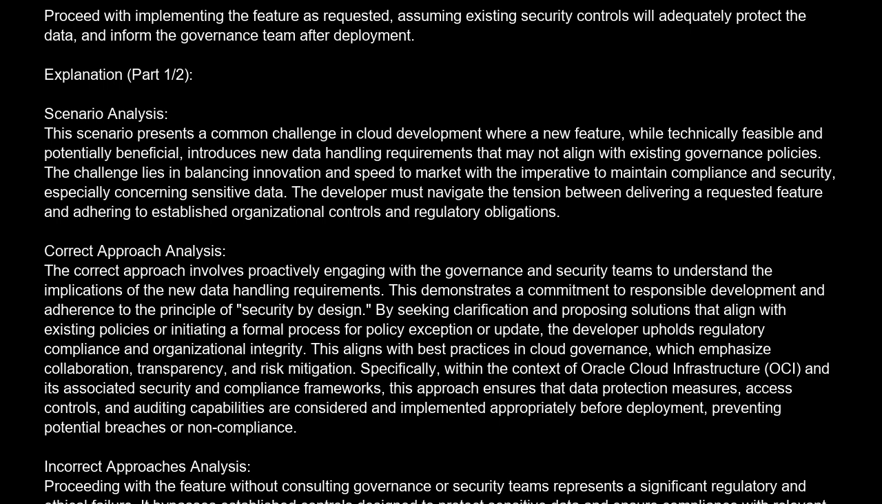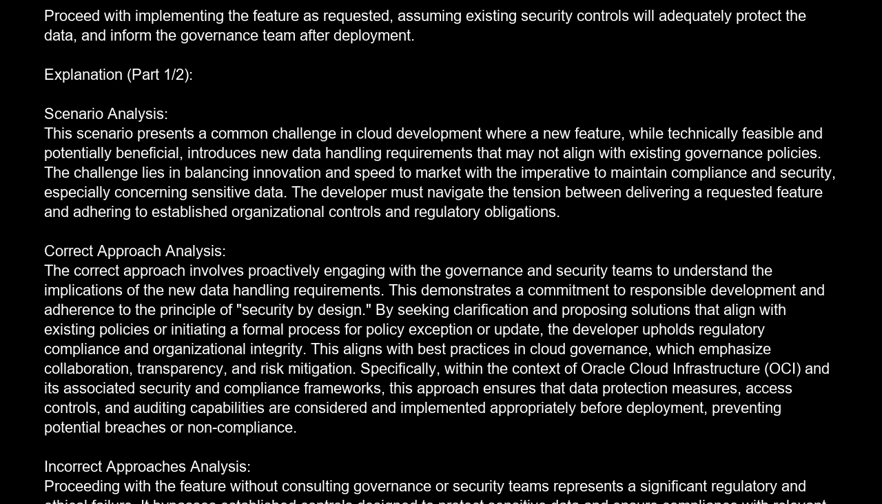The challenge lies in balancing innovation and speed to market with the imperative to maintain compliance and security, especially concerning sensitive data. The developer must navigate the tension between delivering a requested feature and adhering to established organizational controls and regulatory obligations. Correct approach analysis.